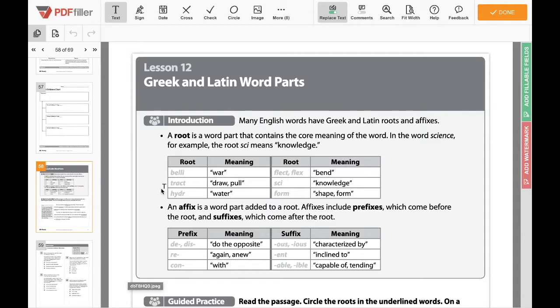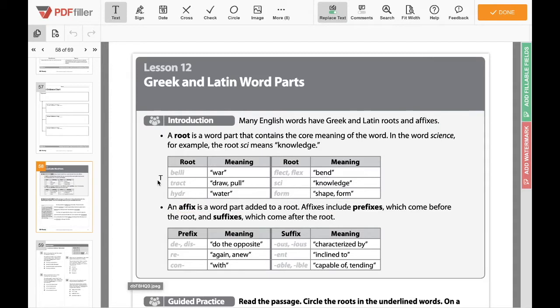Protractor has to do with drawing things and like math and doing lines and angles and all that kind of stuff. This one's hard to say, but hydr right here, HYDR means water. So if you think like hydrate, things like that, which hydrate means to like have enough water, that sort of thing. So if you think dehydrate, that D is going to be the affixes that we're going to talk about, and the prefixes in that case, and also suffixes.